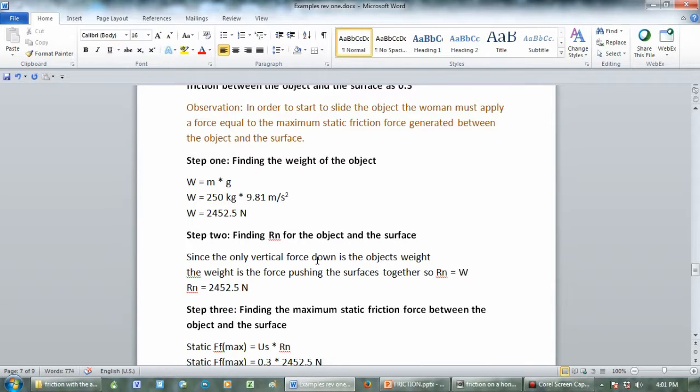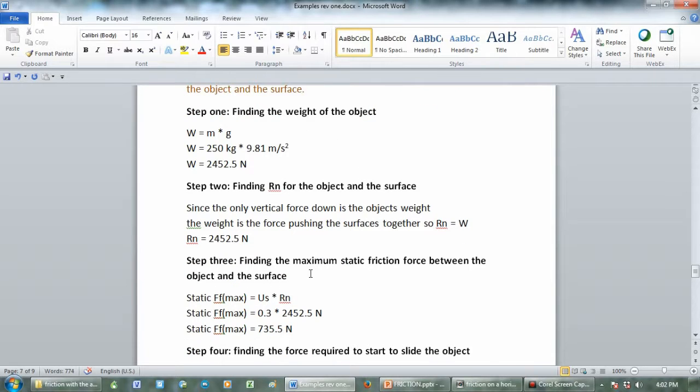Step 2. Finding Rn for the object and the surface. Since the only vertical force down is the object's weight, the weight is the force pushing the surfaces together, so Rn, the normal reaction force, equals the weight W, so Rn equals 2,452.5 newtons.